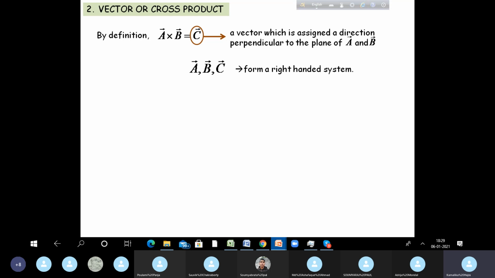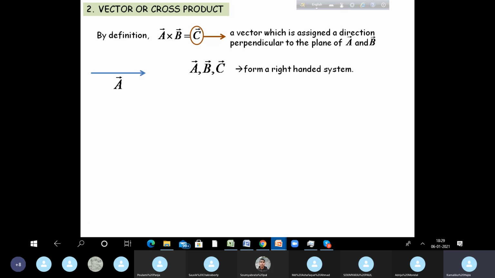So unlike the dot product, where if you interchange the positions of A and B the result does not change because it is a scalar, in case of cross product, the position of the vector when you are crossing them is relevant. So if you take A cross B, you get C, whereas if you take B cross A, you will get minus C, and so on and so forth. All right, that is the meaning of the right-handed system.